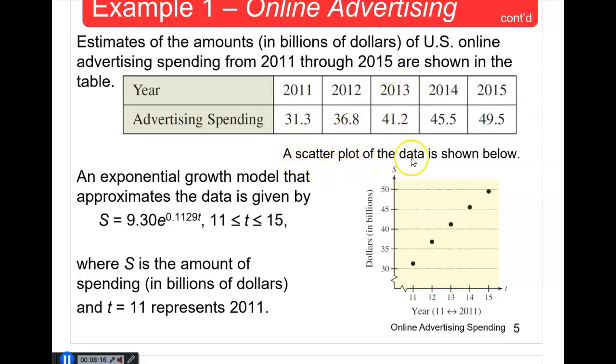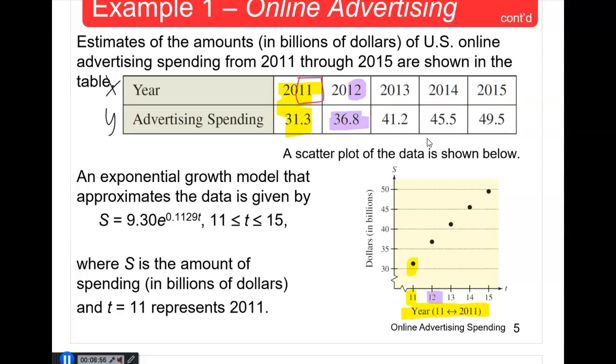So a scatter plot of the data is here. That point right there that I circled, actually I'm going to highlight it, will be the point that comes from here. However, I want you to notice how the x-axis says that for the year 2011, we're just going to use 11. So we're only going to be using the last 2 digits when we graph it. So for the next point, it will be 12 for the x.